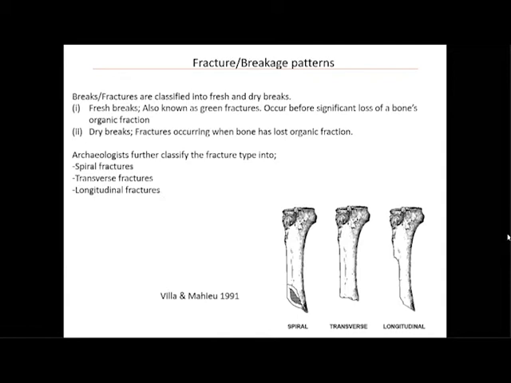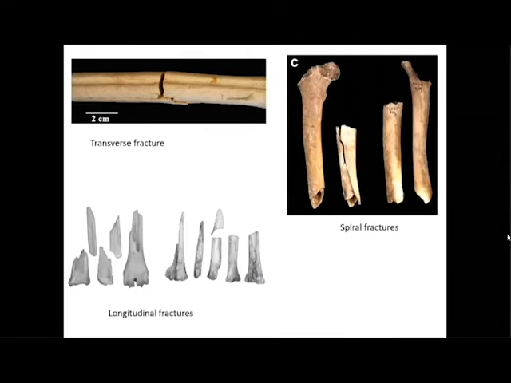So after classifying them as either fresh or dry, we look at the specific fracture types, that is either spiral, transverse, or longitudinal. And this informs us more on the actors of the fracture. So these are some pictures that show you clear examples. The first would be a transverse fracture. And the one labeled C is spiral fractures. So we usually allude spiral fractures with hominins because this is what would happen when you're breaking a long bone to kind of access marrow and that bone grease.